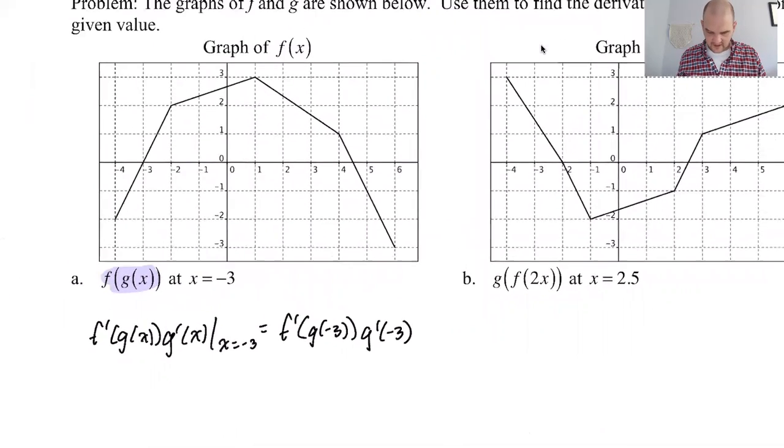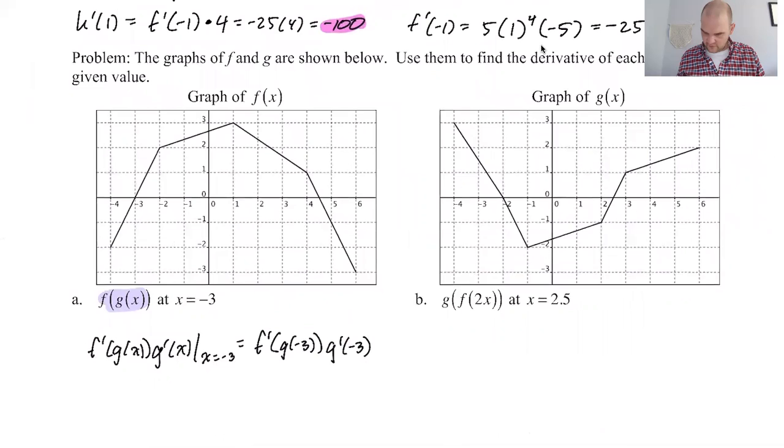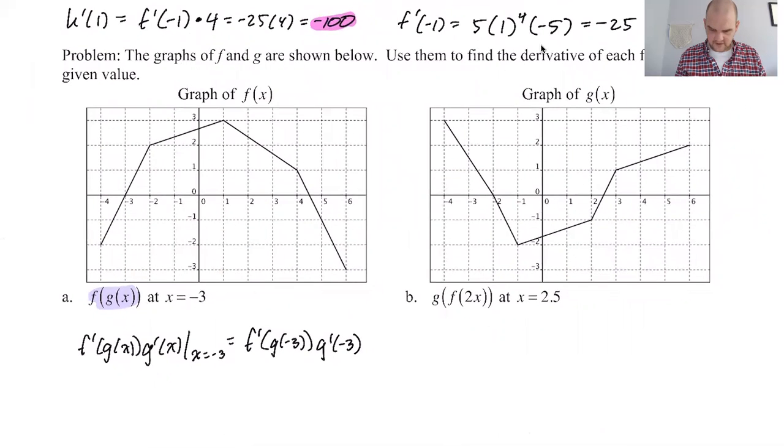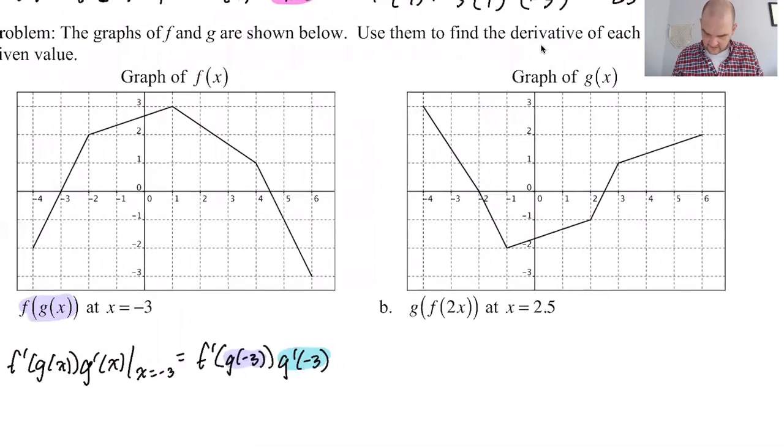All right, so now I've got to find g of negative 3 so that I can sub it in, right? So I'm looking for g of negative 3, and then maybe simultaneously I need to know what g prime of negative 3 is going to be. So g of negative 3. We go over to the graph of g. Negative 3 is like here.